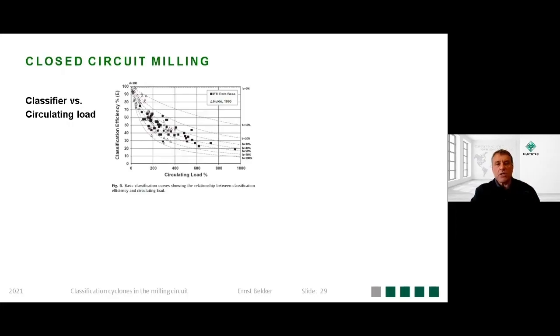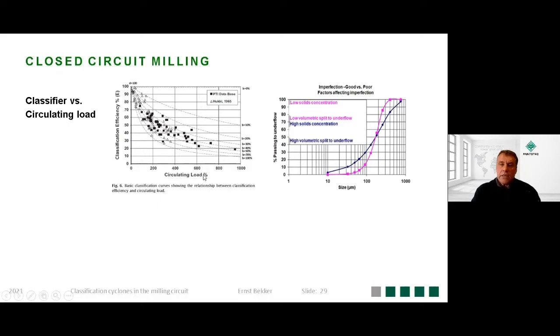However, when we start looking at the cyclone as a classification unit in a mill circuit, we see that the efficiency deteriorates. Classification efficiency deteriorates as the circulating load increases. And the reason is that if we want a steep efficiency curve, we need low solids concentrations and low volumetric split to the underflow. Now, as your circulating load increases, the volumetric split to the underflow increases as well. So that's working against the efficiency of the cyclone.